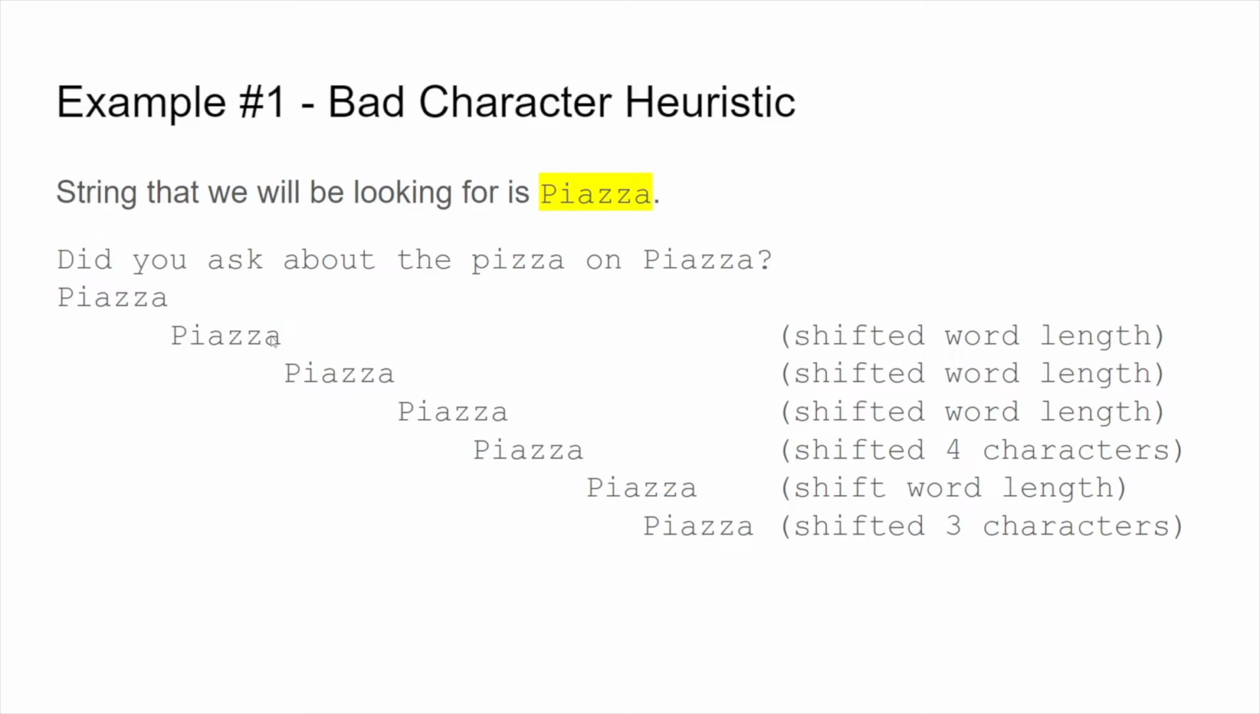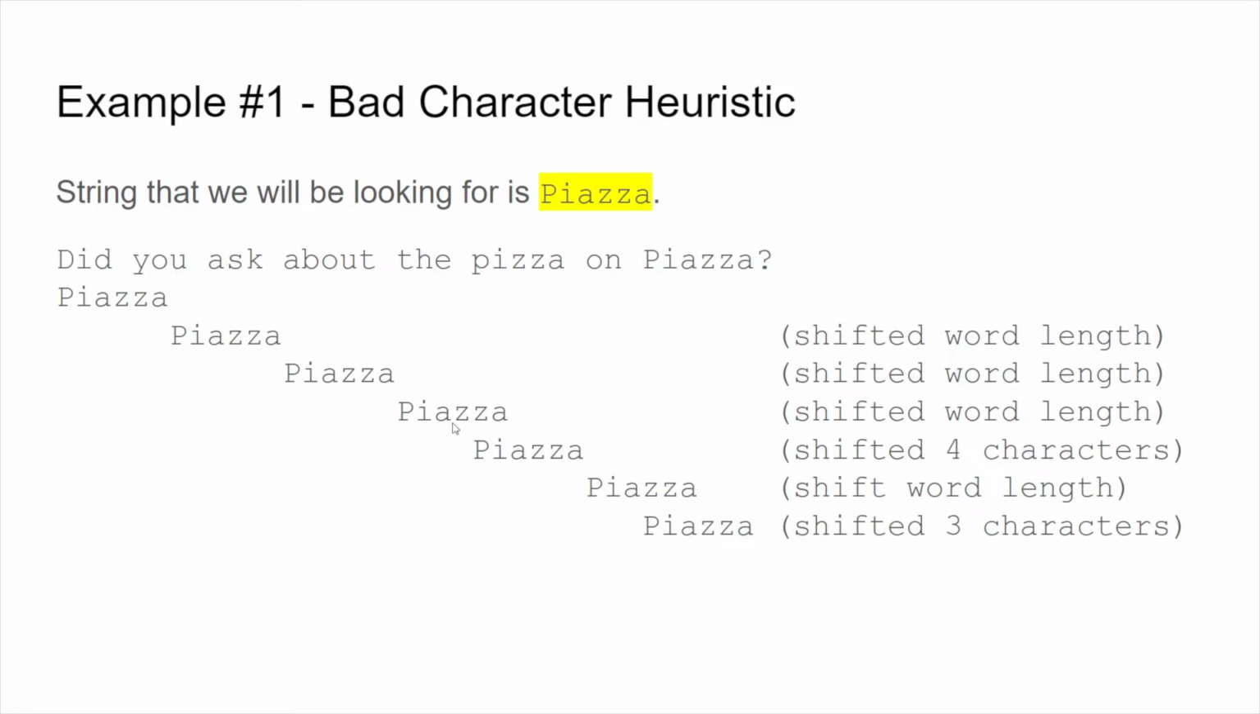The A and the space character line up, and there's no space character in piazza, so we shift another whole word length. And again, A lines up with the space, and there's no space in piazza, so we shift another word's length. Here we see that the I and the A line up, and they do not match.